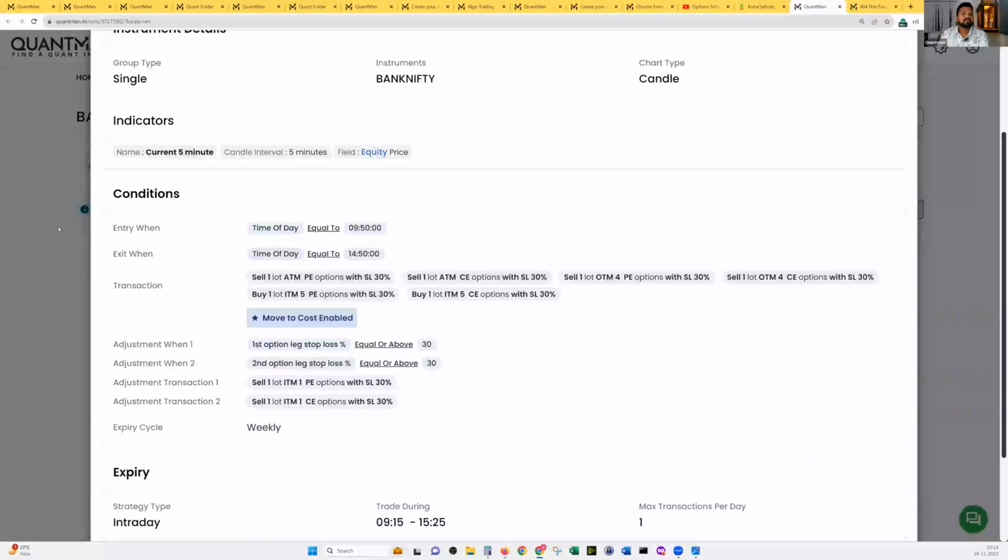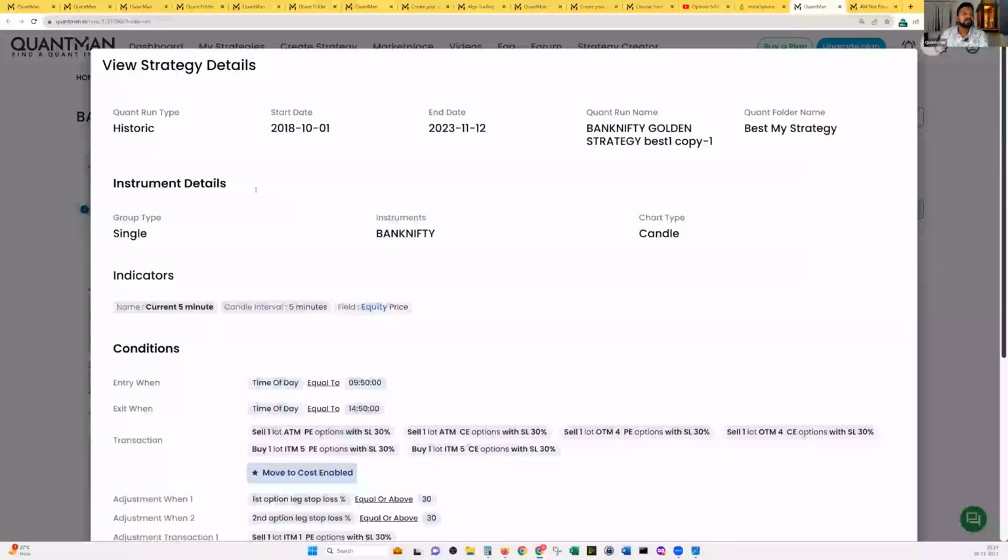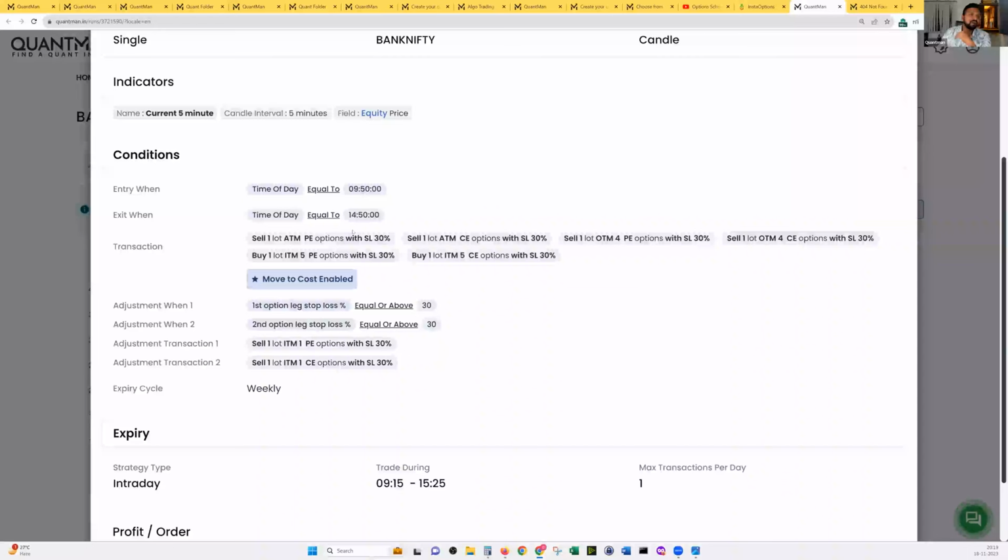New strategy. Time of the day is equal to 9:50. Yeah, 9:50 is a very good time to take the trades. The morning dramas will be settled down. Sell one lot ATM with 30% stop loss. Buy. Oh, you're buying an in the money option, but why do you want to buy the in the money option? I'm not sure why you want to buy in the money options. Move to cost is a little okay, but in the money options, if you're buying, no.